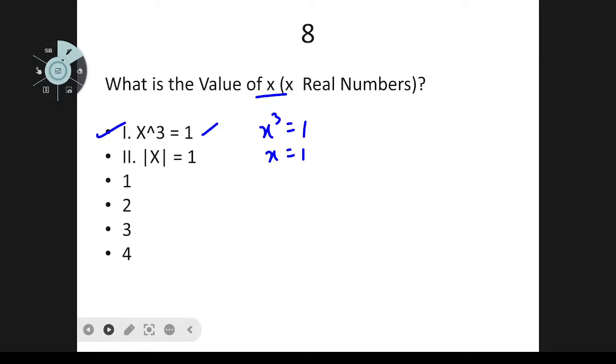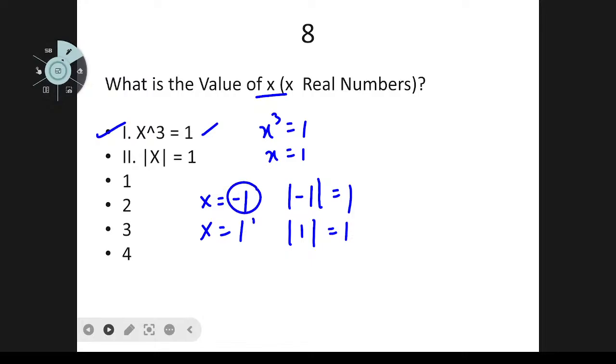What about the second one? Mod x is equal to 1. See, if I take x equal to minus 1, mod of minus 1 will be equal to 1. If I take x equal to 1, mod 1 will be equal to 1. So in both cases, whether x is minus 1 or x is 1, I will get 1.